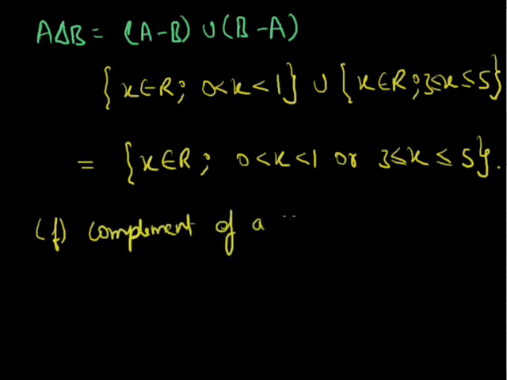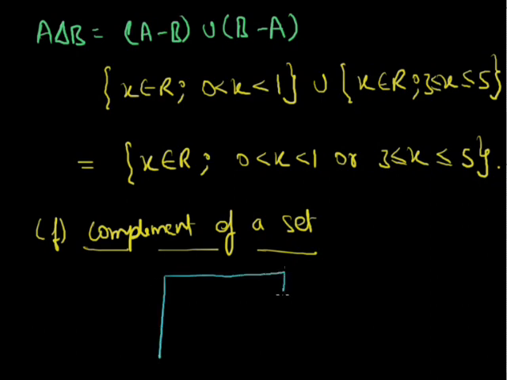Complement of a set. Now what do you mean by the complement of a set? Suppose we take set A. Then the complement of set A means that if we remove all the elements of set A from the universal set, the remaining elements are said to be the complement of that particular set.